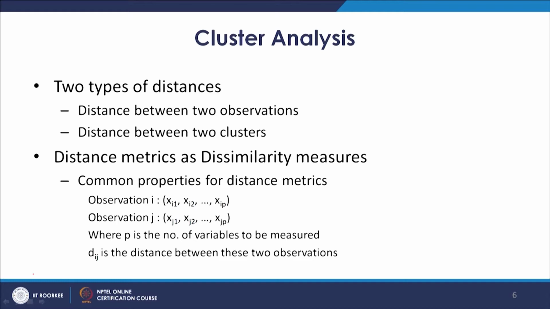However, we do not have any dependent variable as such in unsupervised learning methods. So, we use this notation dij to indicate the distance between two observations.